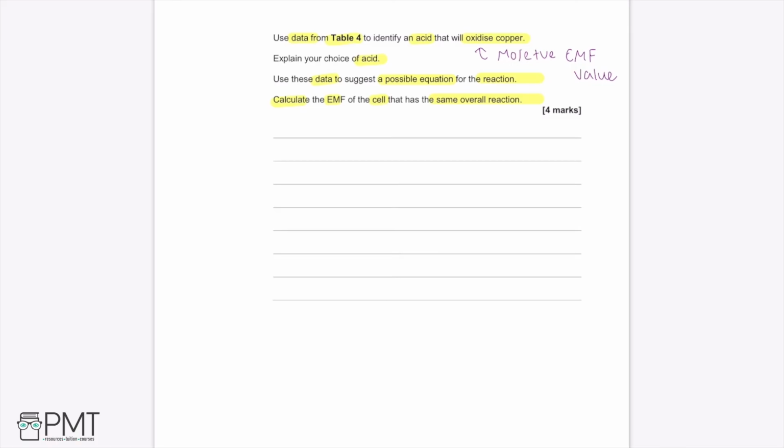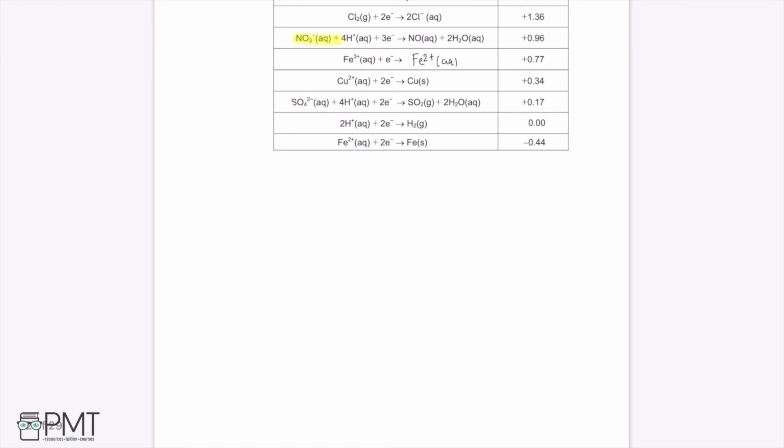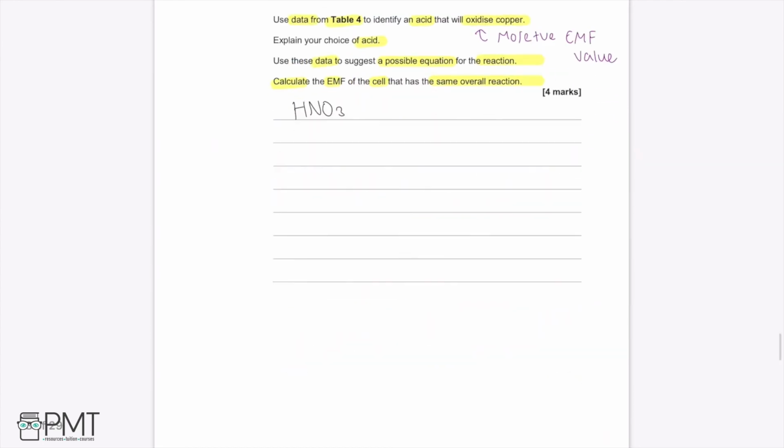The only possible solution is therefore nitric acid, which has the chemical formula HNO3, and this is the best option as the half equation with NO3- has a value of plus 0.96 compared to plus 0.34. And using the two equations, we can get another mark by working out the overall EMF value by doing 0.96 take away 0.34, which gives us an answer of 0.62 volts for the overall EMF.